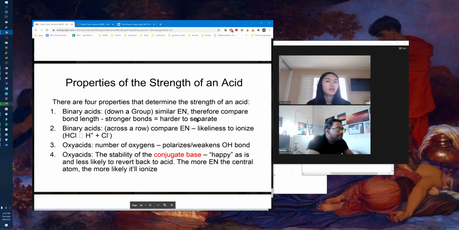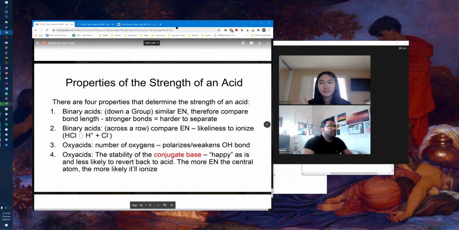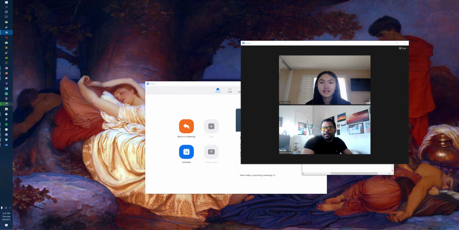Yeah, I think so. I can have like a periodic table. This seems to be a good summary for it. For binary acids, if you go down a group, because if you're going across a row, the things that change are mostly electronegativity, right? But if you go down a group, the electronegativity doesn't change too much, so that's when you compare bond length, which is basically how big the atom is.